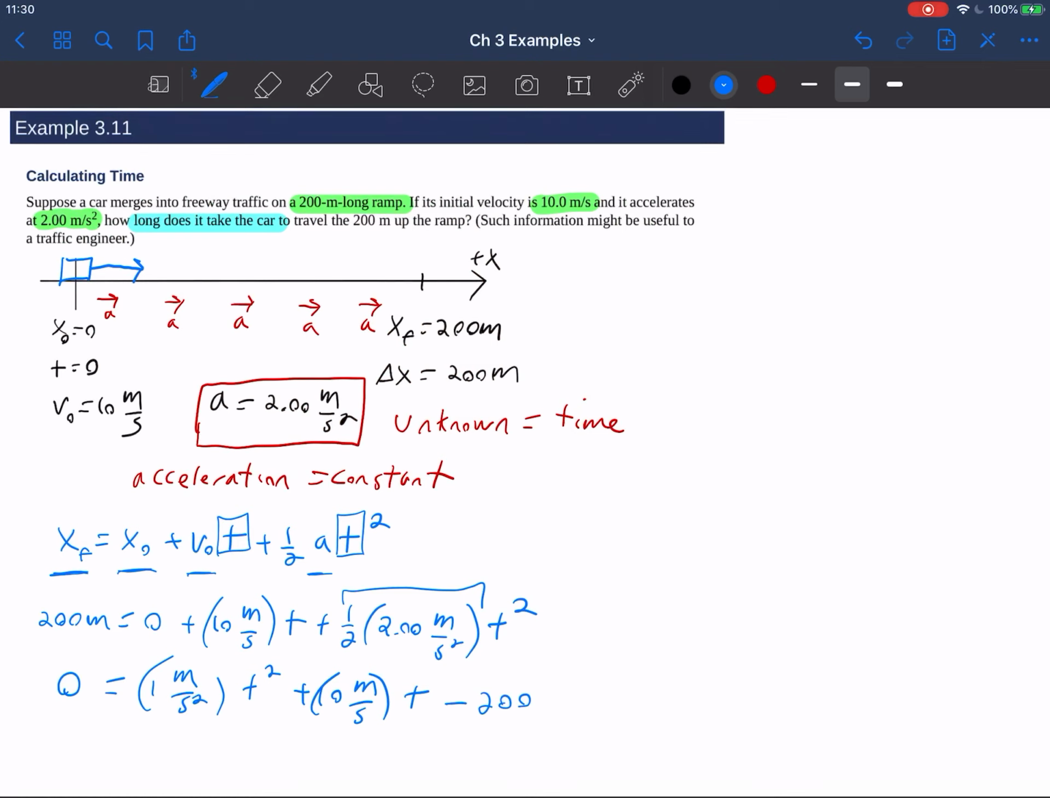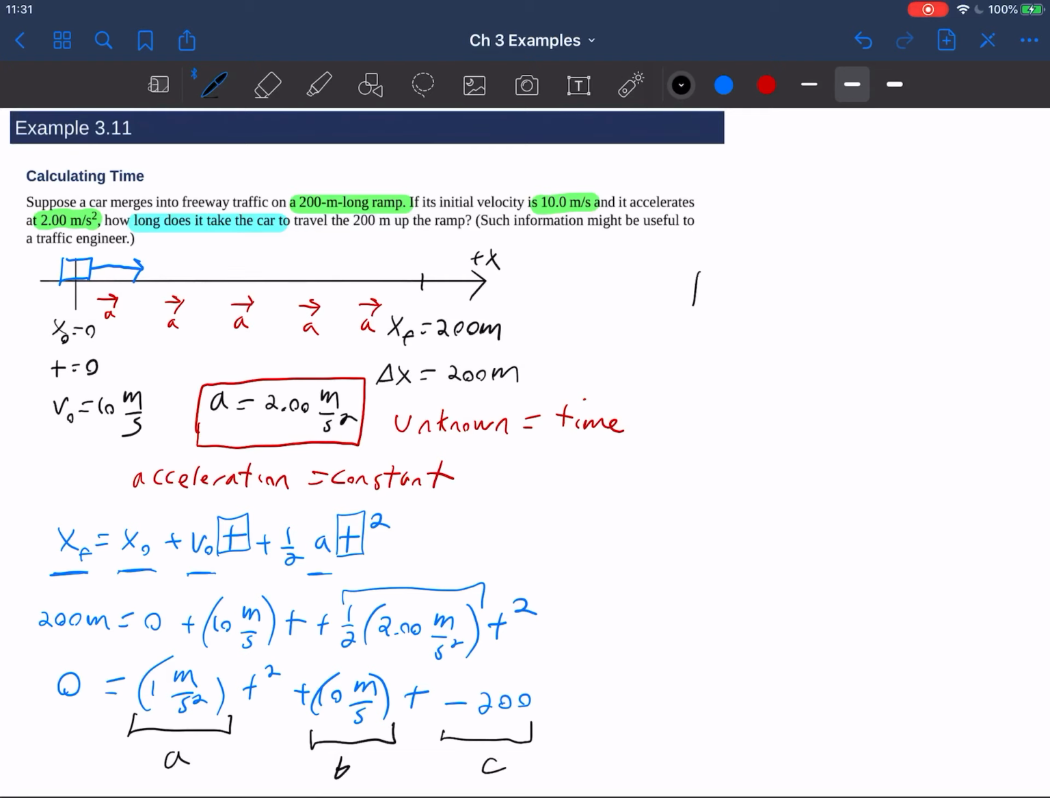This is one of those times where we have to bring some of our mathematical knowledge into solving the problem and recognize that this is a quadratic equation, and we're going to have to use the quadratic formula to solve it. Typically we would call whatever constant is in front of the t squared a, whatever is in front of the t we would call b, and whatever is not in front of any variable we call c.